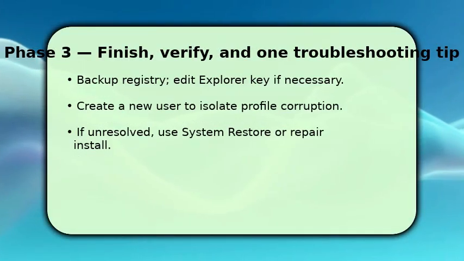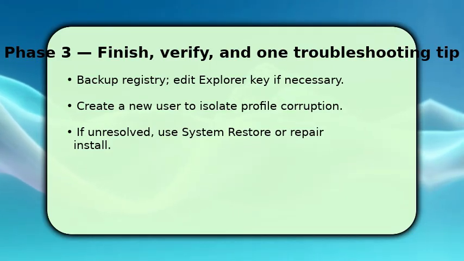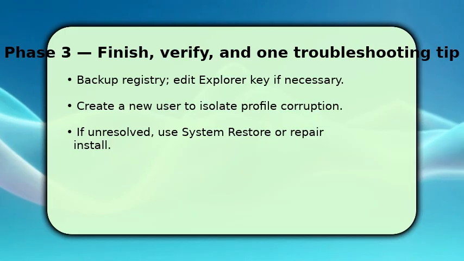Finally, if the taskbar still misbehaves, back up the registry and edit the Explorer key only when comfortable. Incorrect edits can harm Windows. Specifically, remove stale shell icon overlay identifiers or reset relevant Explorer values, then restart Explorer again.